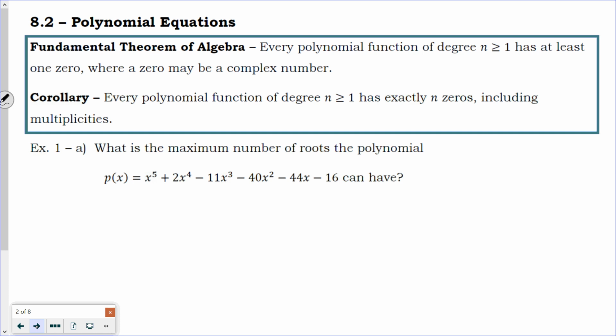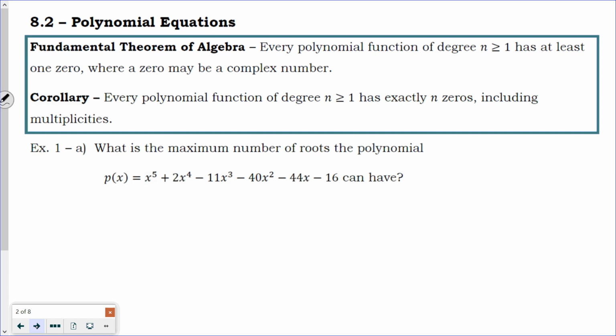The corollary to that is that every polynomial function of degree n greater than or equal to 1 has exactly n zeros, including multiplicity. What that really means is that the degree of the function will equal how many zeros you have. But those zeros could happen more than once, or those zeros could be complex numbers.